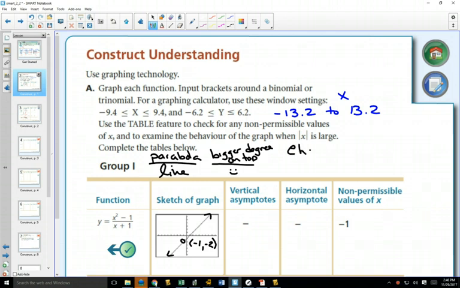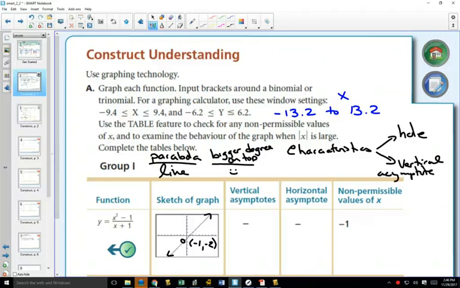Its characteristics is you either have a hole or a vertical asymptote with an oblique asymptote. Oblique is just another word for diagonal. So those are our two characteristics.